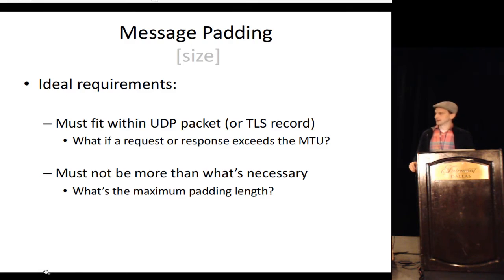So the first one is message padding, and we tried to go at this in an ideal world. Ideally, we would want our messages to fit within a single UDP packet, or TLS record rather, because then we could just pad to that maximum length. And then everything is fine. You're just always sending maximum size packets and just a single packet back and forth. But that's not always the case that a single request or response will fit within a single datagram. You might have to use multiple TLS records or multiple UDP packets to actually send the data to the destination.